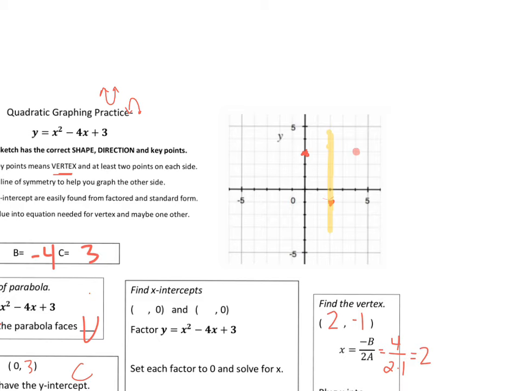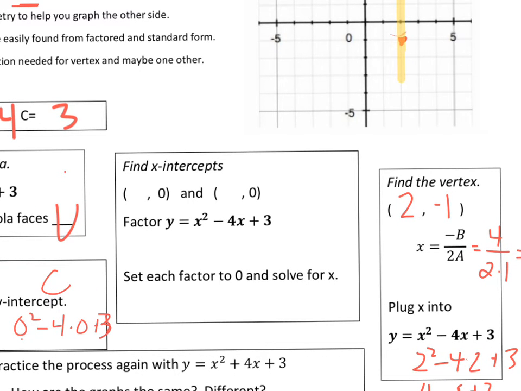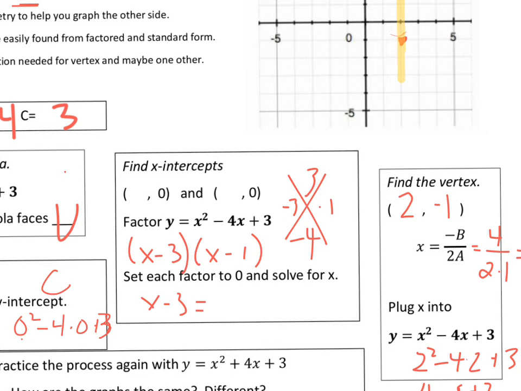The x-intercepts are pretty easy to find if you know how to factor, which you should by now. The factors of 3 that give you a sum of -4 work out to be -3 and -1. So the factors are x minus 3 and x minus 1. Setting each equal to 0, we get 3 and 1. So our x-intercepts are at 3 and 1.